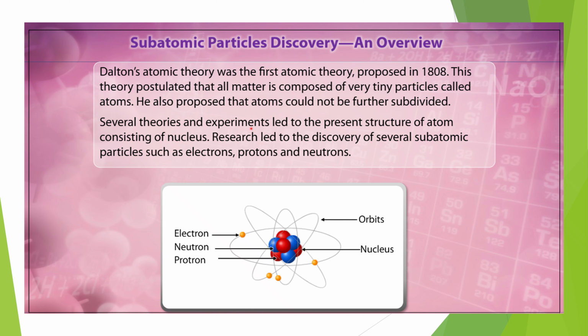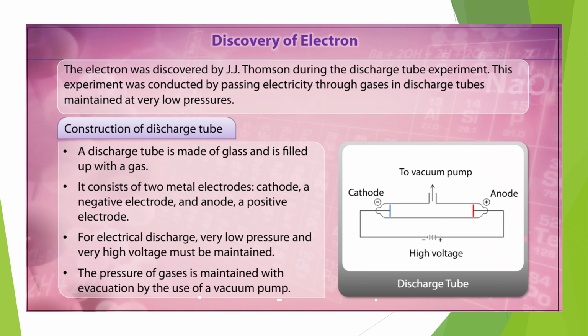A lot of research and various theories were associated with it, but we got to the other end of the theory where we discovered a subatomic particle called the electron. So what do we know about this? The electron was discovered by a scientist called J.J. Thomson. He did an experiment which is considered the discharge tube experiment.